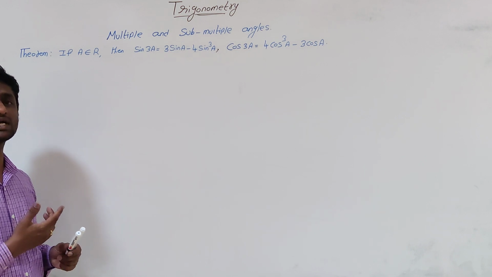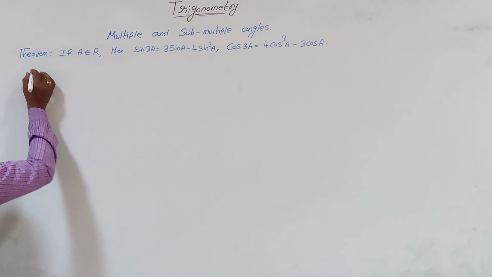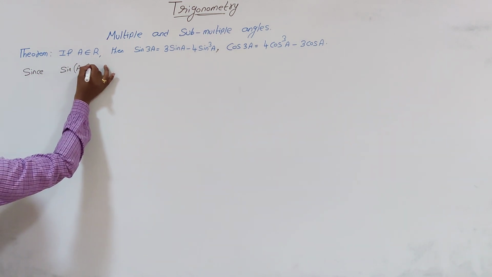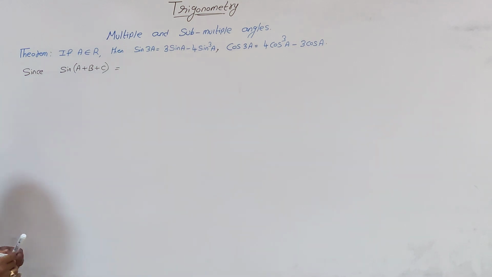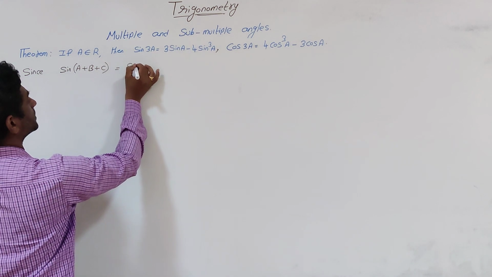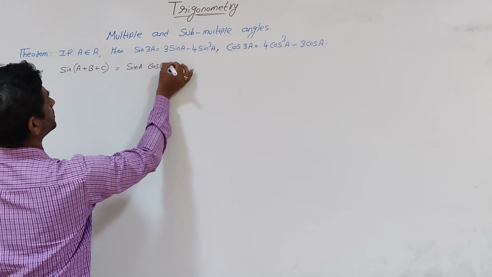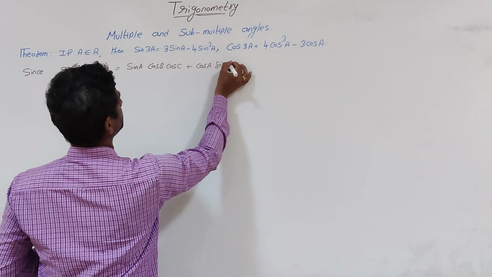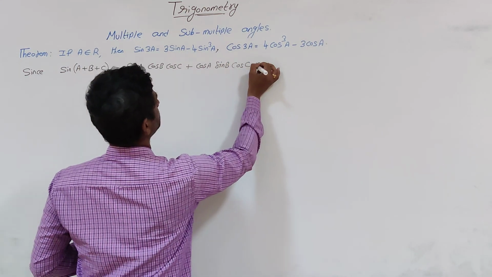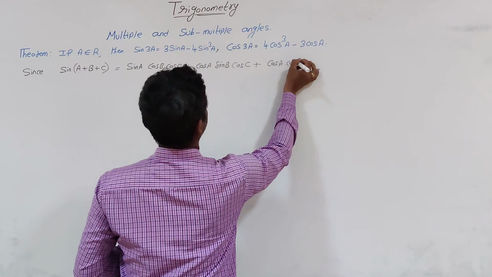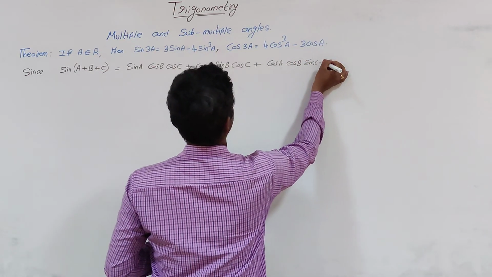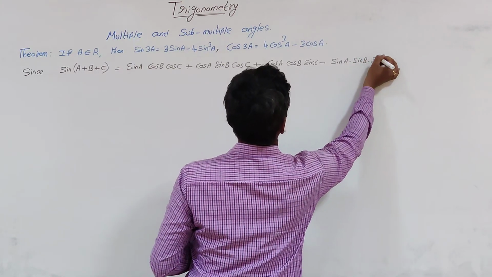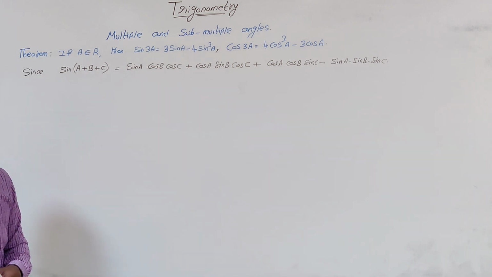In order to prove that, before that we have to find out what will be sin of A plus B plus C. Since sin of A plus B plus C, as we already know, is sin A cos B cos C plus cos A sin B cos C plus cos A cos B sin C minus sin A into sin B into sin C. This is already known in compound angles.